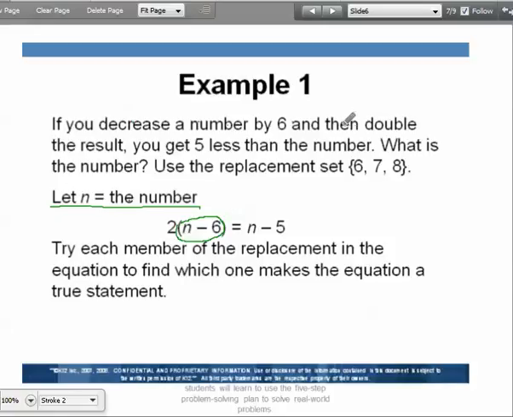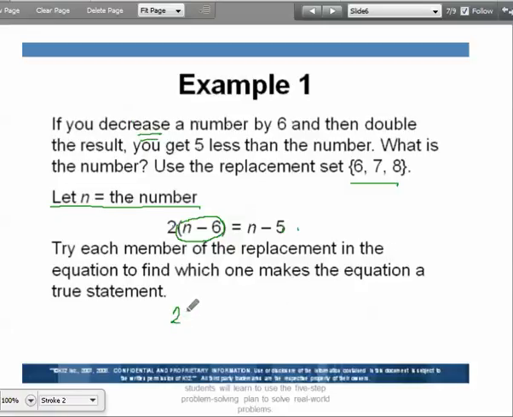And then double the result. That's why I multiplied it by 2. That's going to be equal to 5 less than that number, n minus 5. I now have an equation here, don't I? I've got a replacement set. Easy thing to do: try each one of them in there.